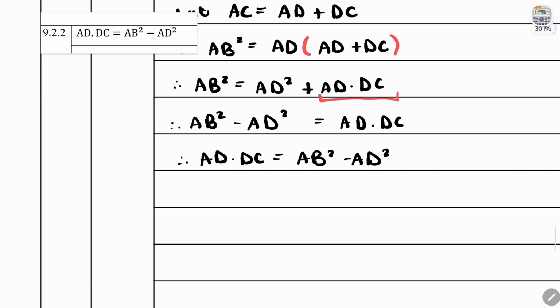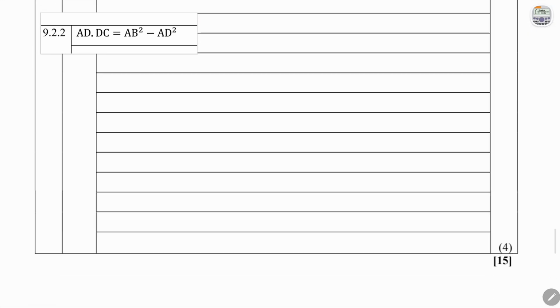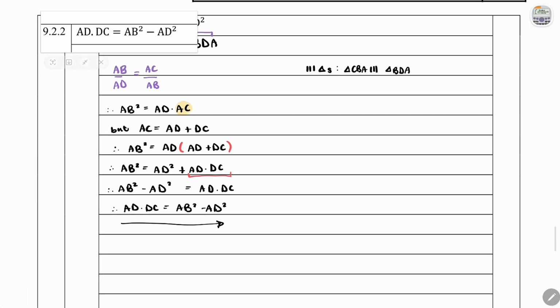Okay, so just writing it like that, putting this on the left and this on the right. And that is our answer. And that is how we prove that. Okay, so that is it for question 9.